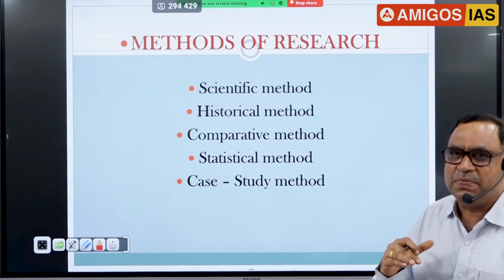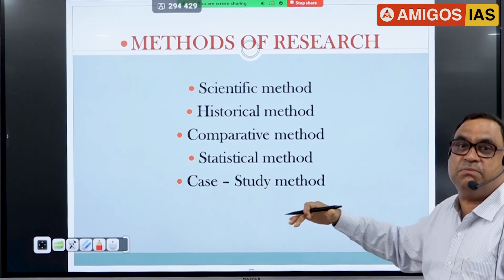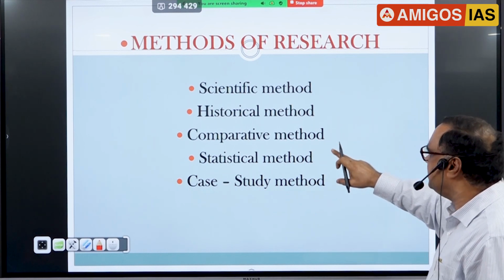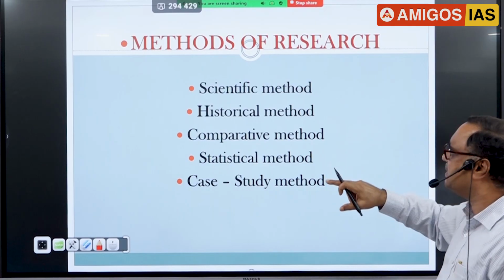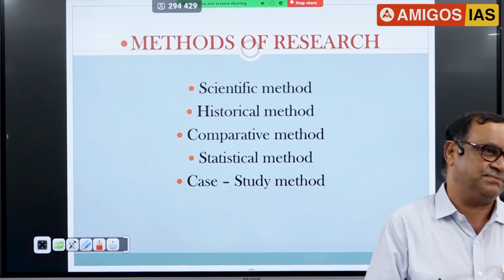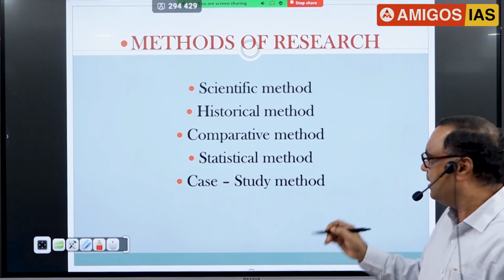So that is why many alternate methods have emerged in sociology, like historical method, comparative method, statistical method, case study method. All these are the different methods used in sociological research.